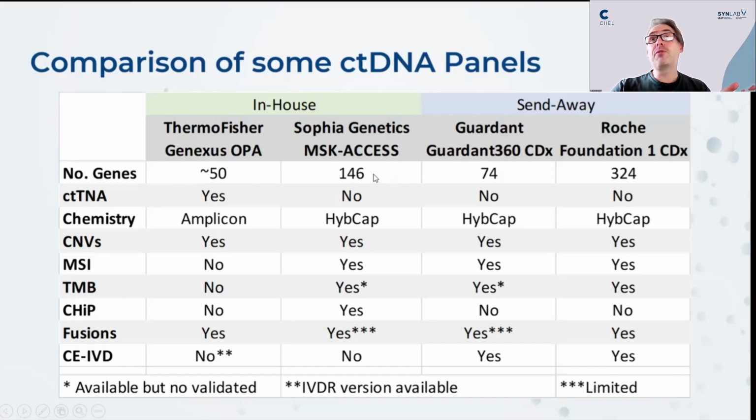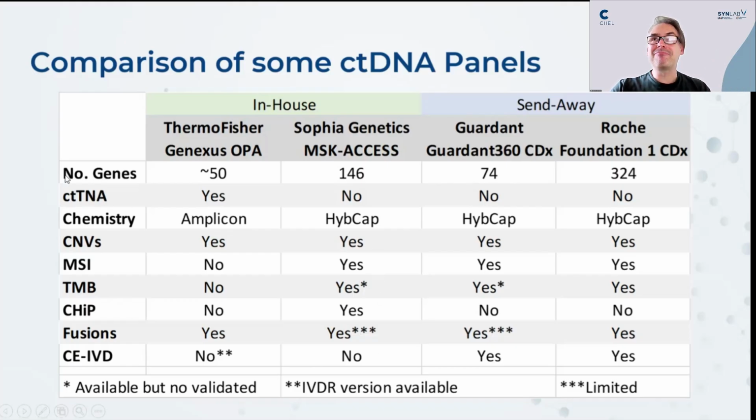So MSK Access, 146 genes, is a useful, good pan-tumor panel. Guardant 360 CDX, 74 genes, is pretty good. It's slightly bigger than the Genexus, but it's a pan-tumor panel. You probably want a few more genes in there, and the Roche Foundation one is 324 genes. So you've got a lot being called in there. These sorts of things come with a higher data burden, a higher bioinformatic burden, a higher sort of interpretation burden.